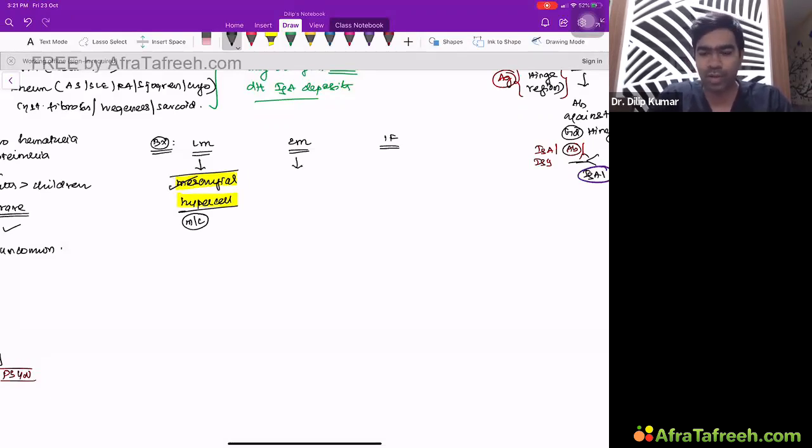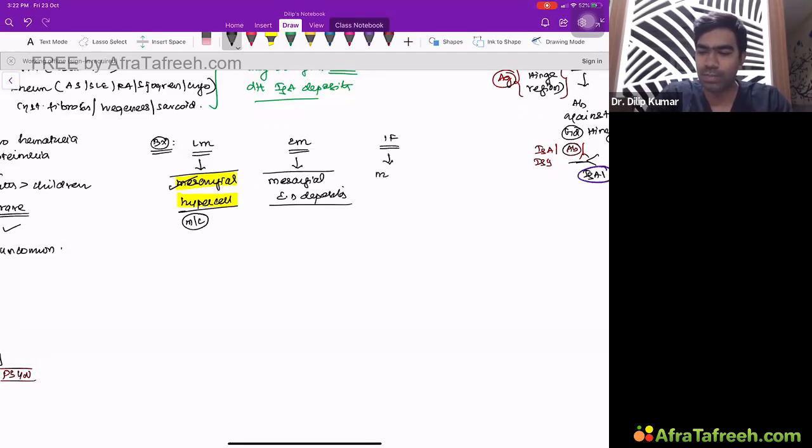In electron microscopy, you're going to see mesangial electron dense deposits. Whenever you see mesangial electron dense deposits, it is very, very non-specific. Maybe in an exam it can point towards IgA nephropathy, but it is non-specific.